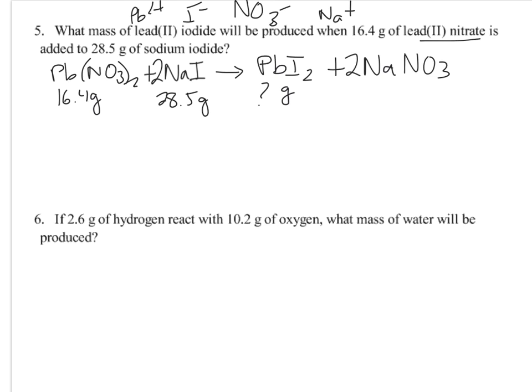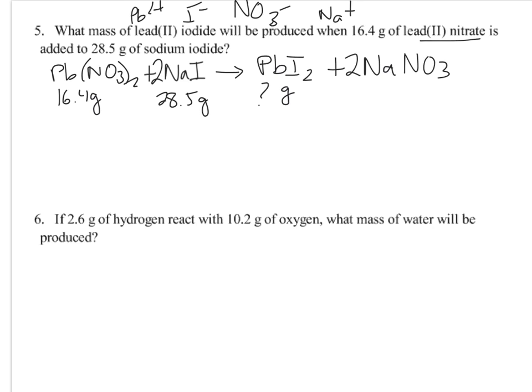Now, the problem is usually you're given only one number for the reactants. So you start with that reactant, and you solve for the product. In this case, you're given two numbers. You're given the two reactants. So which one do you use? And does it matter?